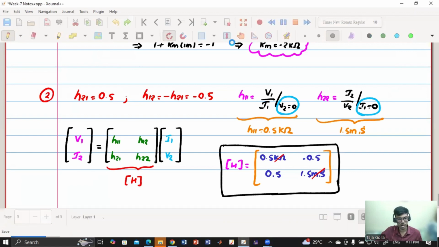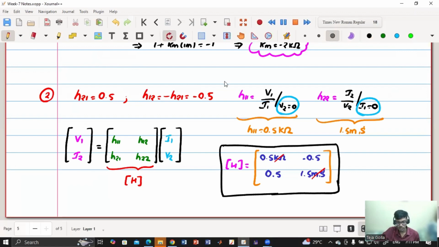So is this question clear? The second question. In this question, we have basically understood how to find the H parameters as well as how to use the reciprocity result to check whether the circuit is reciprocal or not. But in the question, they have given that the circuit is reciprocal. So there is some unknown in the circuit which we have to find first, and using that unknown, we have to find the H parameters.